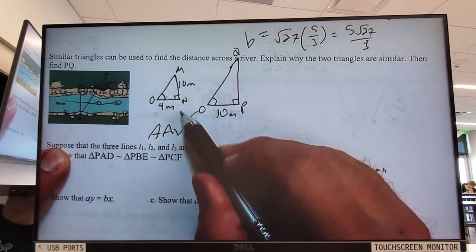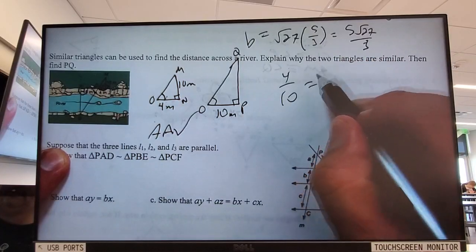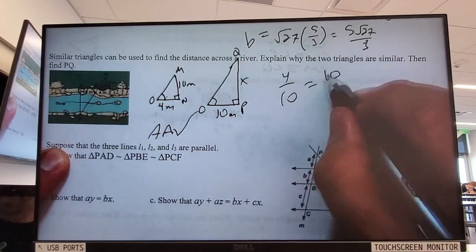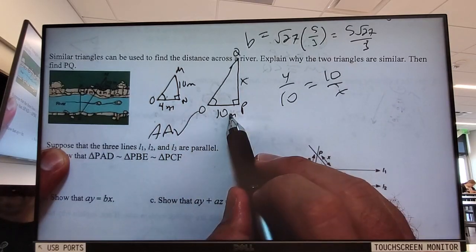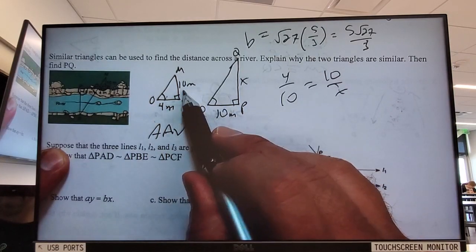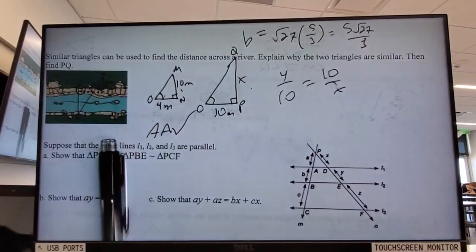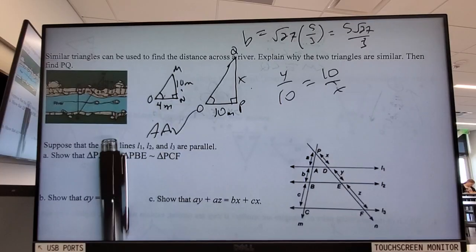4 over 10, yeah, 4 over 10 equals 10 over x. Beautiful, call this x, 10 over x. So this side to this side must be the same ratio as this side to that side. And then you just cross multiply, and it actually comes out to a nice number, believe it or not. Now, if you didn't want to do all that, you see how 10 divided by 4 is 2.5. So if I just did 2.5 times 10, I would get 25. That's the answer, but you'll get the same thing here.